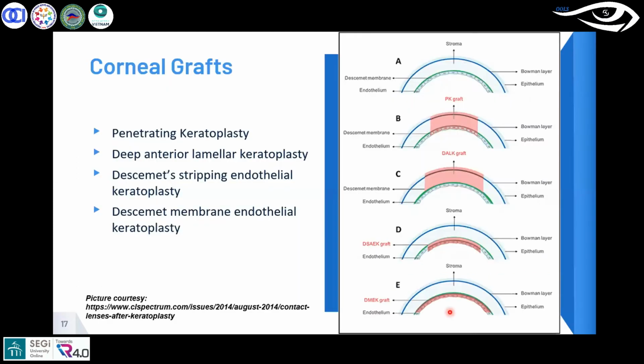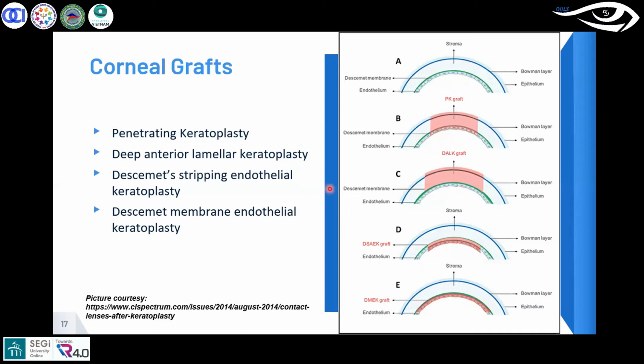So next, I'll give you an overview about the various corneal grafts which are present. Basically, the first one, penetrating keratoplasty, is the most preferred one for replacing the entire cornea. In this procedure, the entire corneal layers are replaced by the donor cornea. So here you can see the PK graft is involving the pink portion, which is actually the entire cornea.